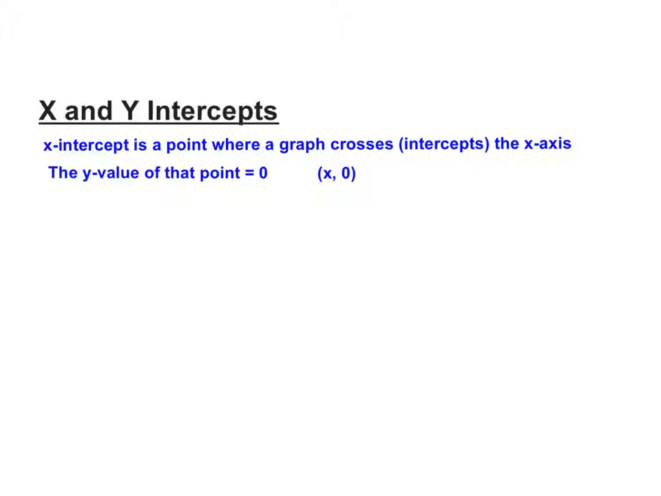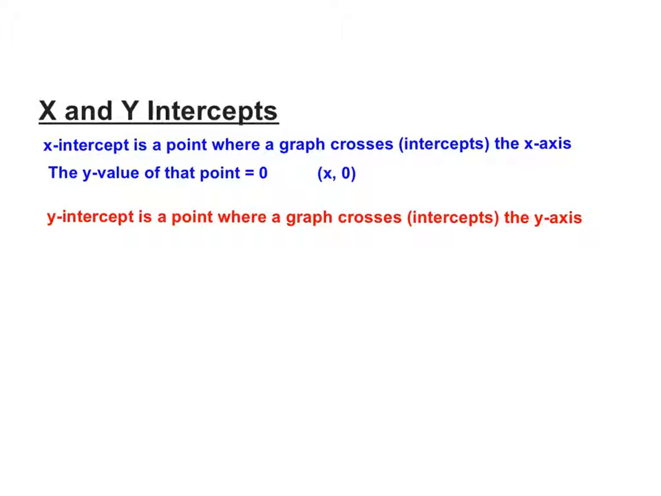So when we're trying to find the x-intercept, we're just going to plug 0 in for y, and we're going to simplify. Okay? What do you think the next line is going to say? A y-intercept is a point where the graph crosses the y-axis. So now we're talking about the graph crossing the y-axis. What's true about every point on the y-axis? x equals 0. Okay, so there you got your next line.